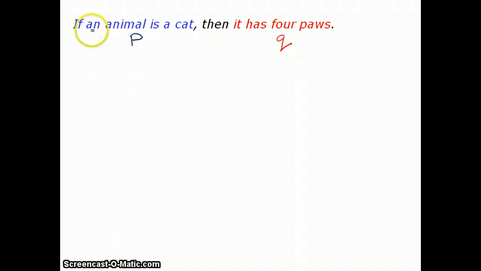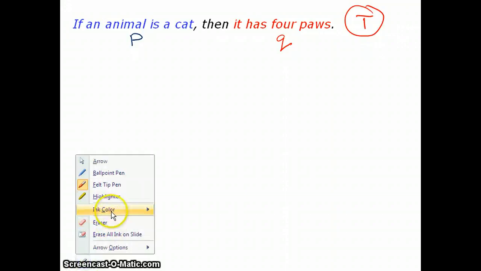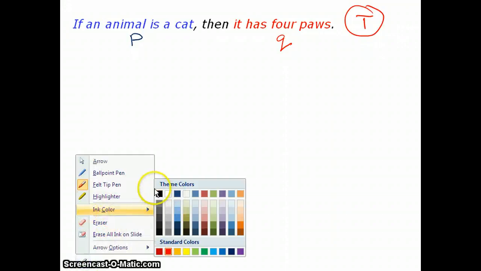So my initial statement: if an animal is a cat, then it has 4 paws. In general, is that true or false? With the exception of mutations at birth, cats have 4 paws. It is true. Dogs do too, but that's not what the statement's about.